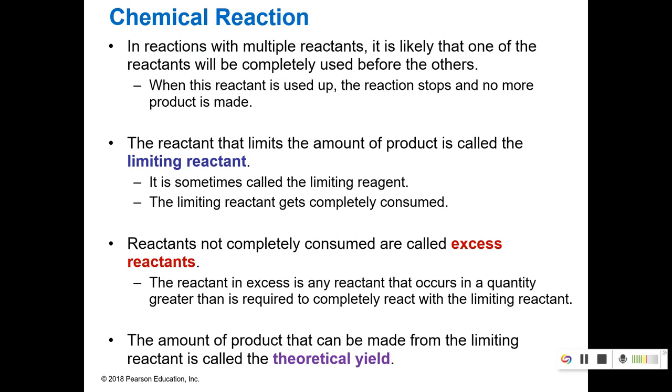So, in summary, limiting reactants, sometimes called limiting reagents, get completely used up. They're going to give you the smaller answer. An excess reactant is not completely used up. It will give you a larger answer. Then the theoretical yield is going to come from the limiting reactant, and it will always be the smaller answer. Please, please, please always use the smaller answer as your choice.